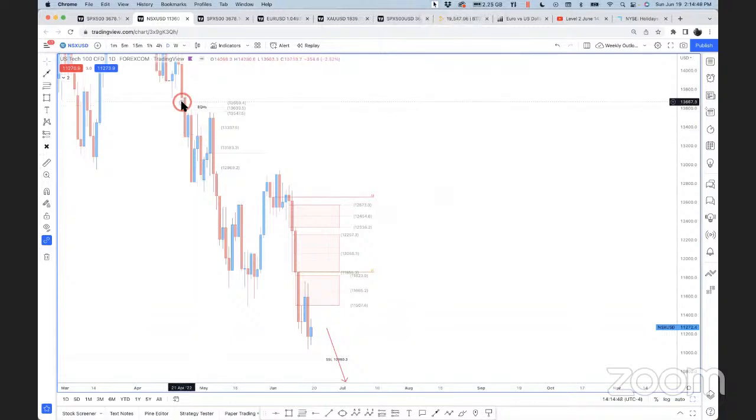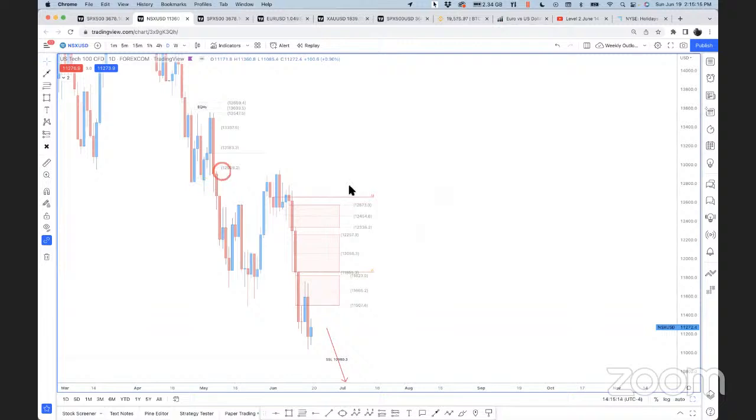So this low right here, this high right here created this little imbalance. And then every time the price came up to that, we got a rejection and a continuation, and it fell. So that's the kind of thing you want to look for.